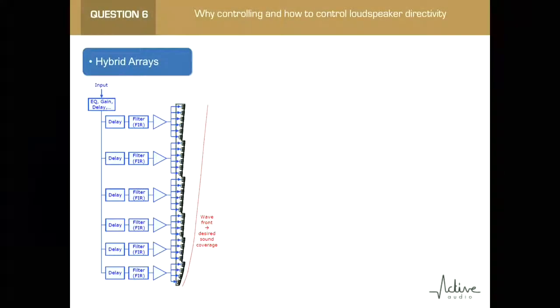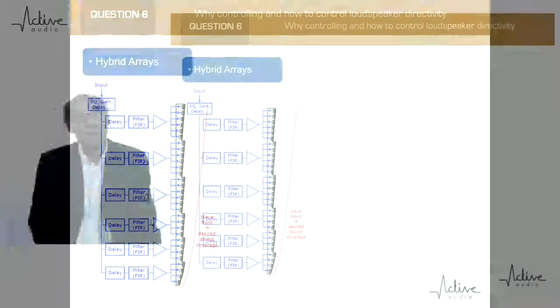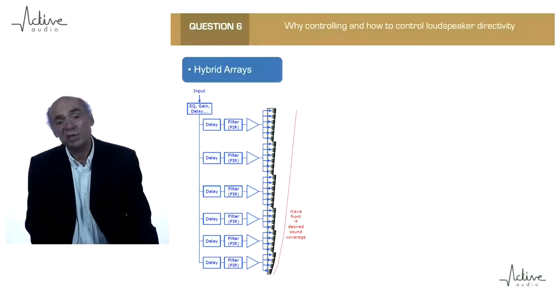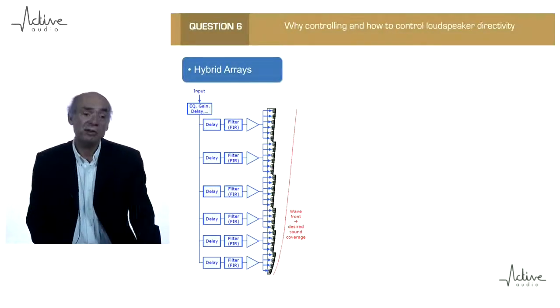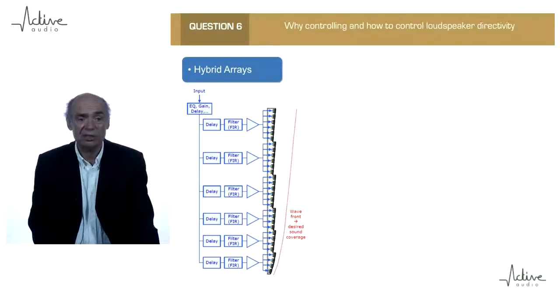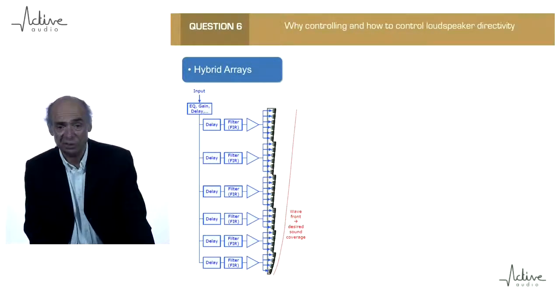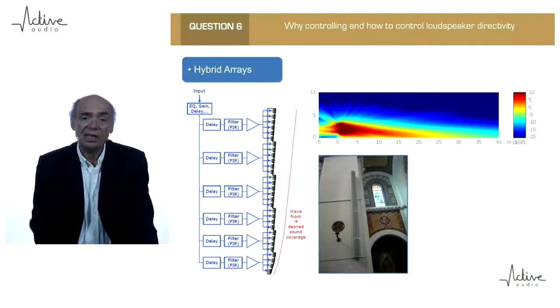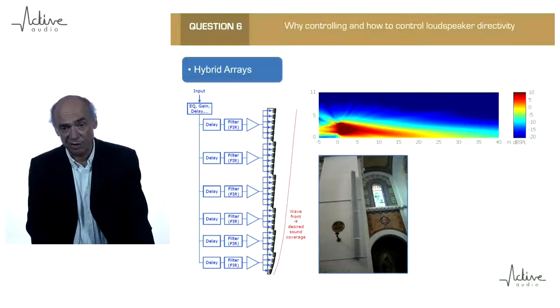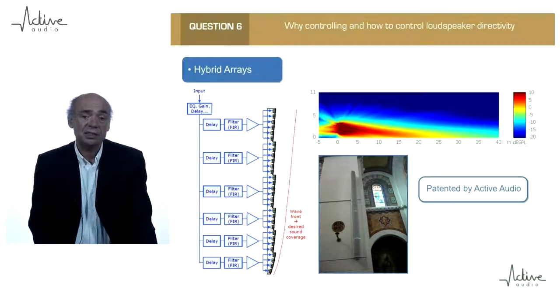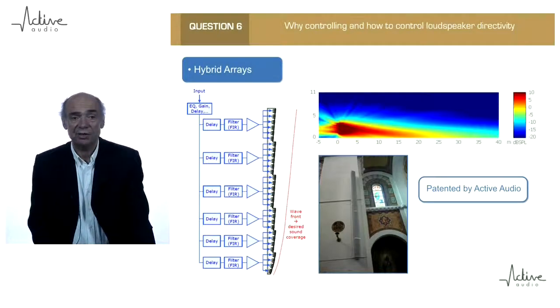Hybrid arrays are a combination of the geometric and electronic arrays. The advantage is that a high number of loudspeakers can be assigned to a limited number of electronic channels. For example here, 30 loudspeakers assigned to 6 DSP and amplification channels. This is an example of such a column loudspeaker in a church. And this technique is patented by Active Audio.